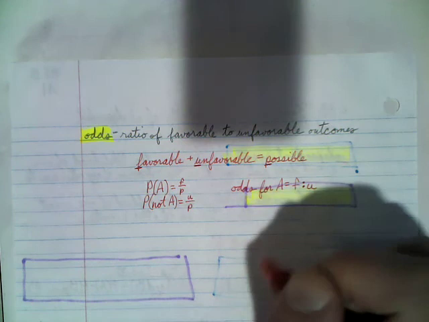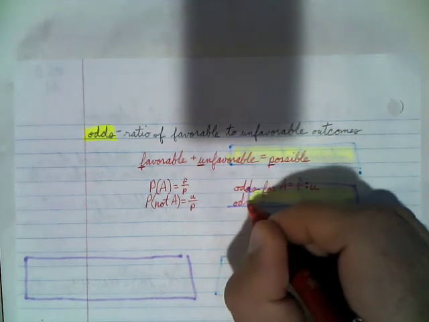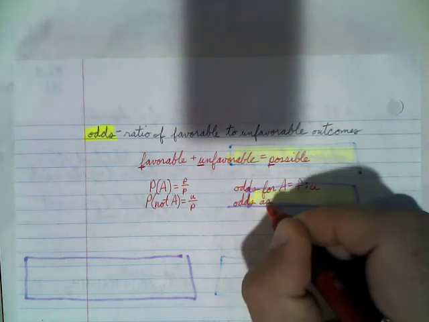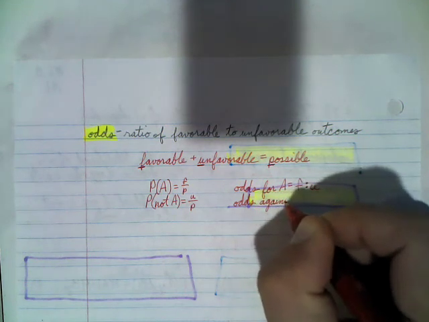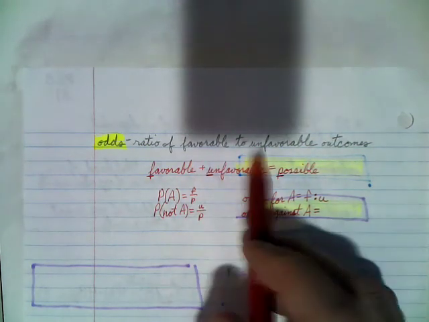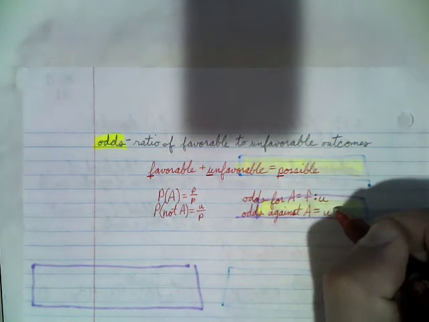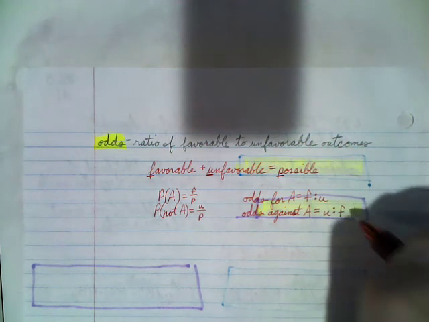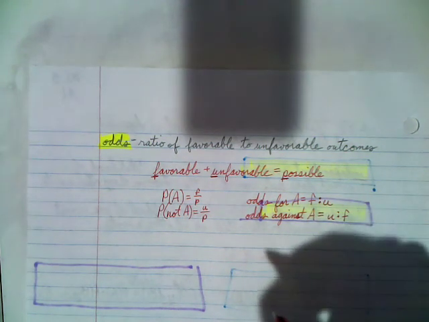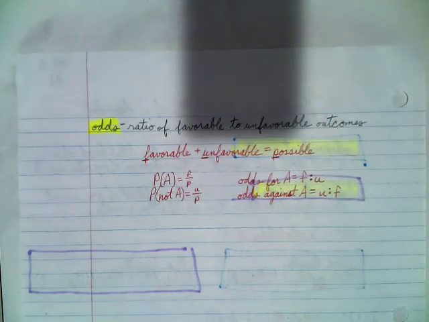And ladies and gentlemen, this is where we're adding on something new this year, because not only can we have odds for something, or odds of something, we can actually also have the odds against something. And so in this case, favorable and unfavorable actually switch places, and it becomes the unfavorable first, followed by the favorable. So the odds against A would just start with the unfavorable.